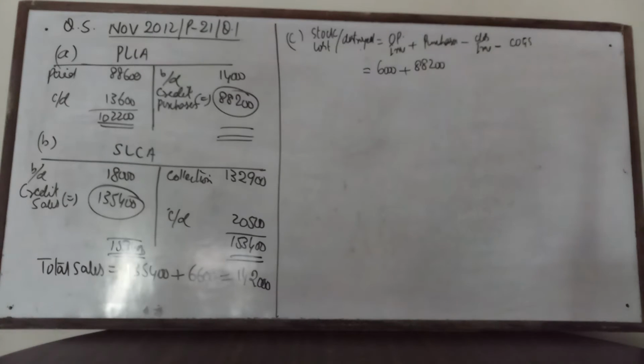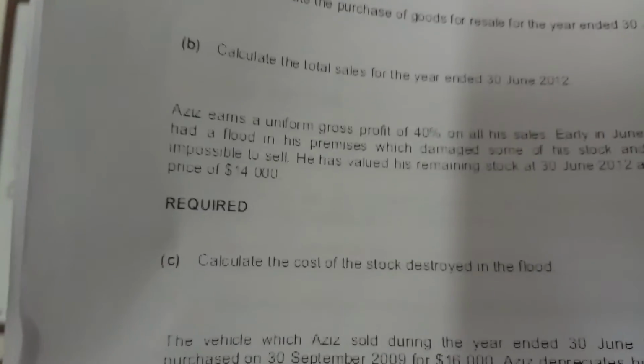88,200 minus the closing inventory. If we read the question carefully, I'm talking about part B, the statement given here. Some inventory was in stock at the selling price. You know, inventory cannot be recorded at the selling price. So this is given in this point.